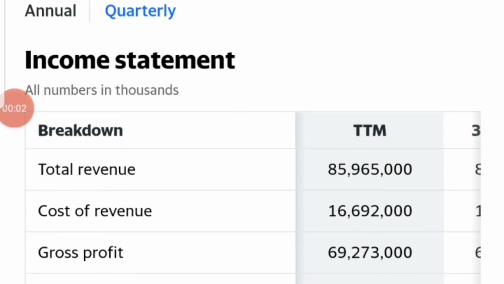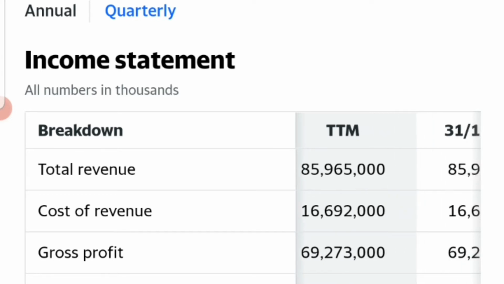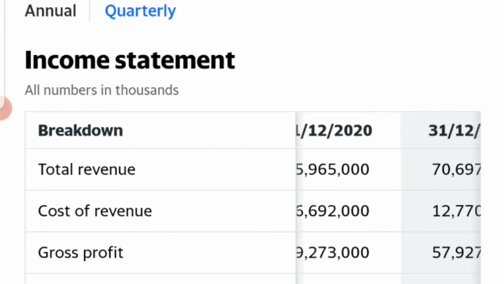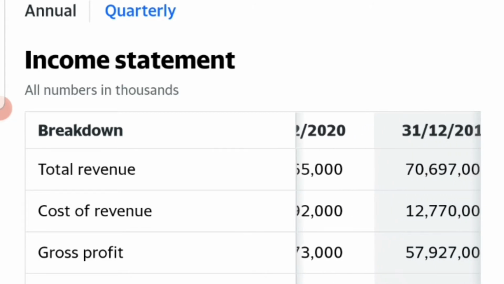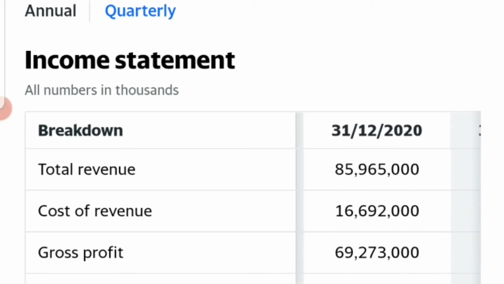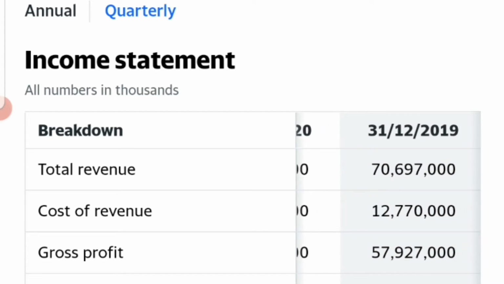Now, we look at a few things here. We look at the revenue, the cost of revenue, the profit, the expenses, and the operating income or loss. And we look to see if it's been going up, or if it's been depreciating. Now you can see it's been going up.